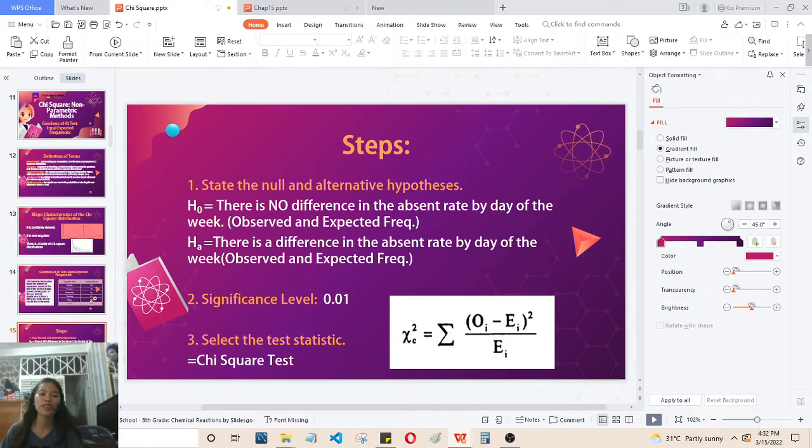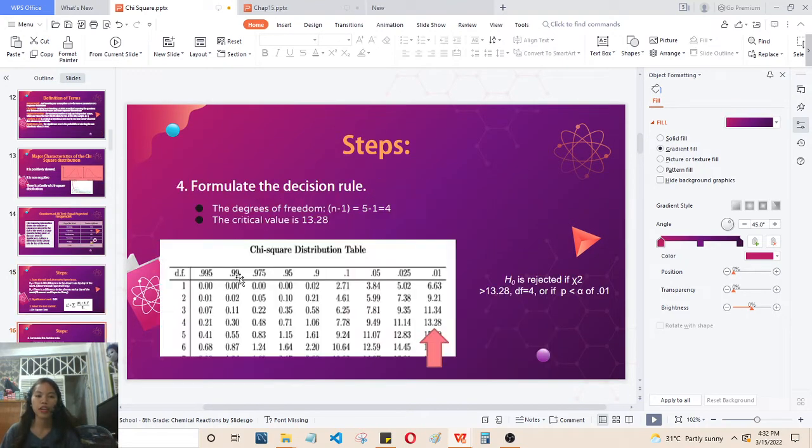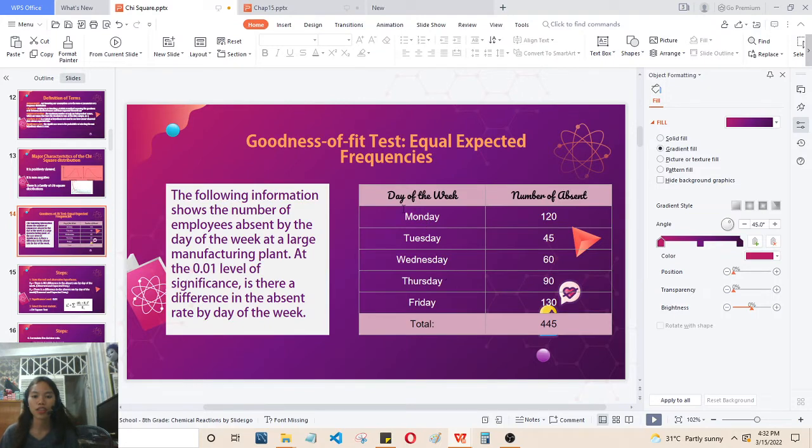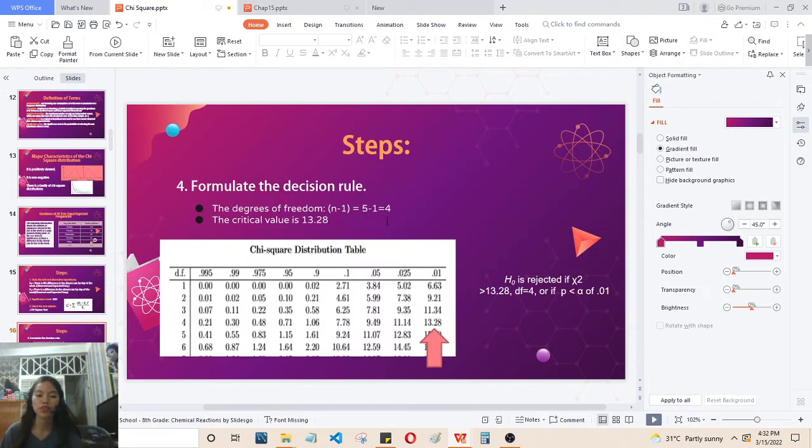After solving that, our step 4 is to formulate the decision rule. Now to formulate our decision rule, we need 2 variables. First, our significance level, which is 0.01, and second one is our degrees of freedom. To solve for degrees of freedom, we just have to know our total samples. In this problem, we have 5 samples: Monday, Tuesday, Wednesday, Thursday, and Friday. n-1, 5 minus 1, that makes our degrees of freedom 4.